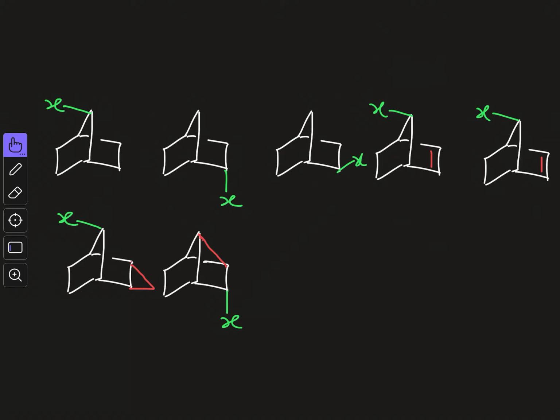I have already written down all the examples which I am going to discuss, and these are all bicyclic compounds. The position of X, that is the leaving group, is varied in all these compounds, and based on that they will differ in the rate of their solvolysis reaction.